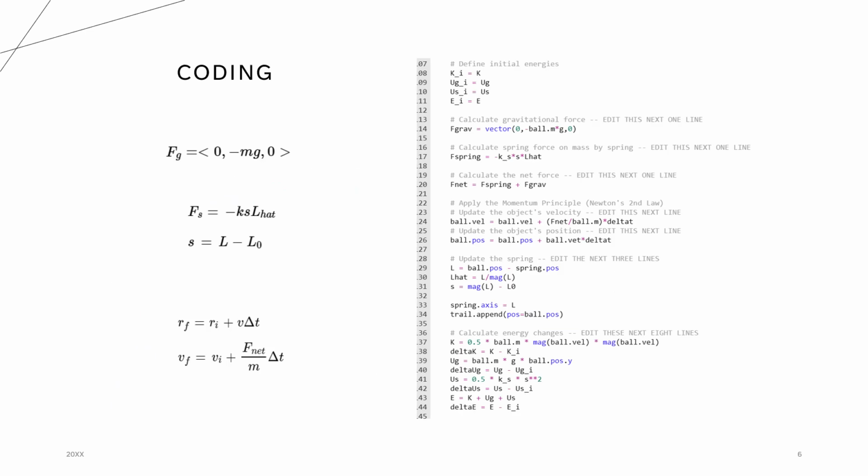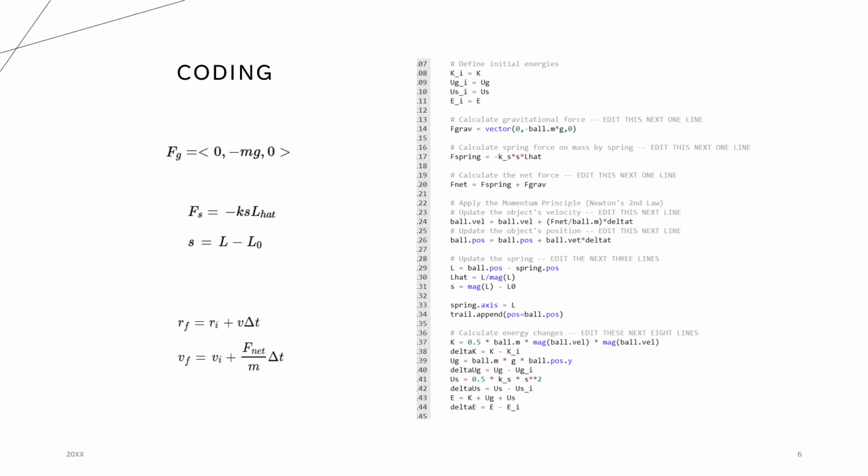Now that the initial conditions have been entered, here's the primary part of the coding. So this is a while loop, which is going to update the system's kinetic, potential, and total energy for each time step.